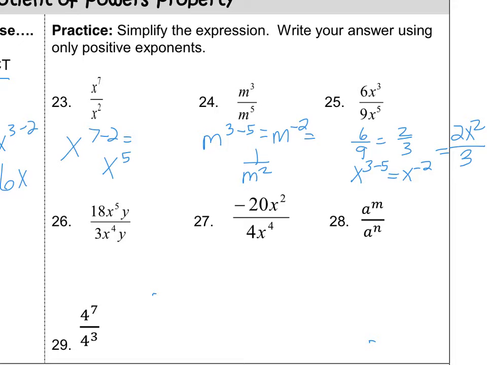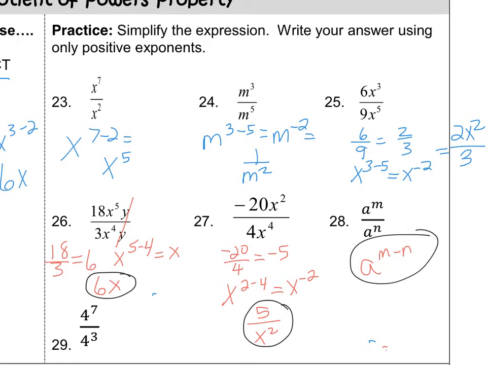Pretty much as long as you remember to take care of your negative exponents, then you would have gotten number 24 correct. On number 25, same thing, our 6/9 only simplifies down to 2/3, so we still have a 2 on top and a 3 on bottom, and then our x to the negative squared exponent is going to move up on top. So for 26, 27, and 28, I want you to pause your video again, do those, and then check back for the explanation.